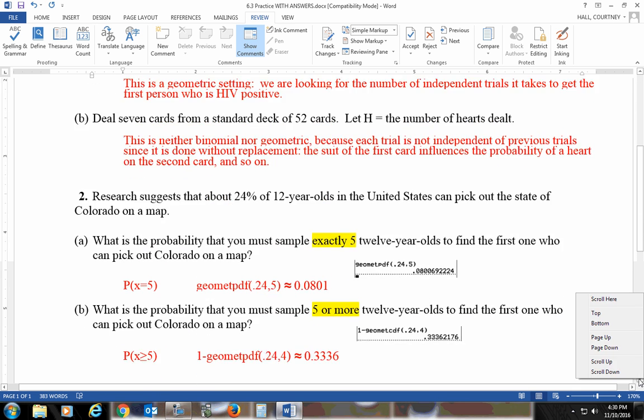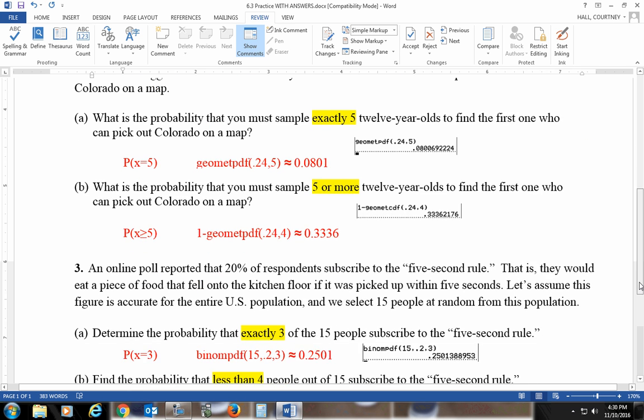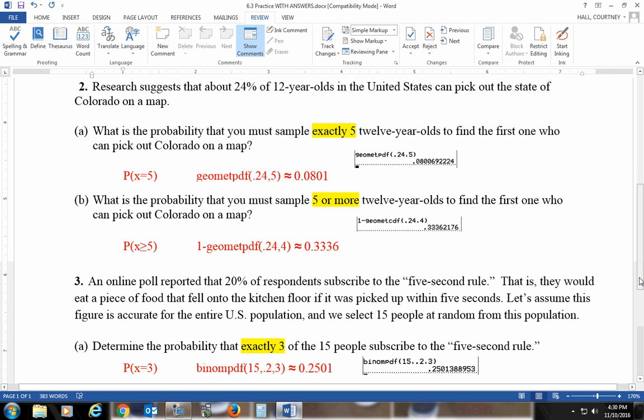Okay, number 2. Research suggests that about 24% of 12-year-olds in the United States can pick out the state of Colorado on a map. What is the probability that you must sample exactly 5, so it's the probability of X equals 5, 12-year-olds to find the first one who can pick out Colorado on a map? You're waiting till you find the first one, so that makes it geometric. So what's the probability you must sample exactly 5? That's assuming that the first 4 got it wrong, because you're going to keep asking kids until somebody gets it right, and then you want the probability that the kid that gets it right is going to be the 5th kid. So that makes it geometric PDF.